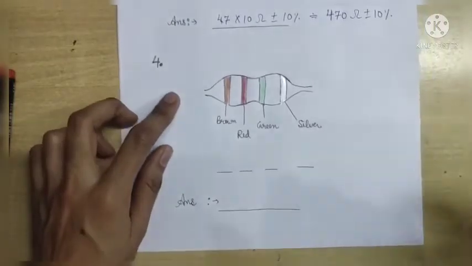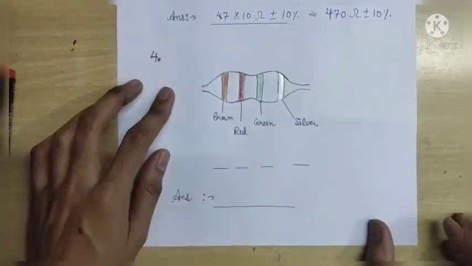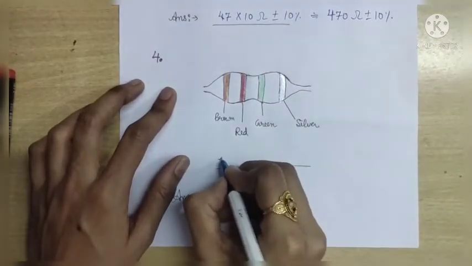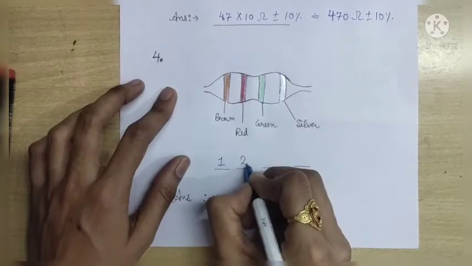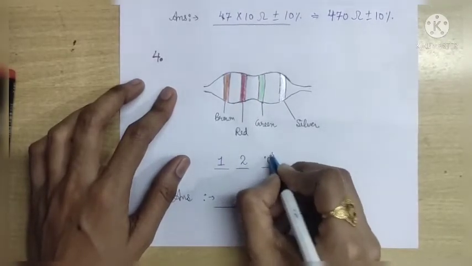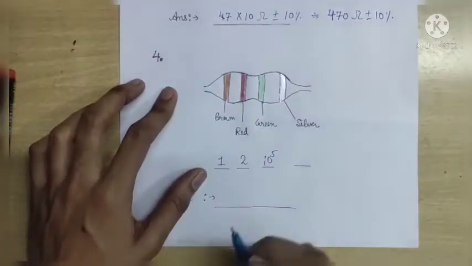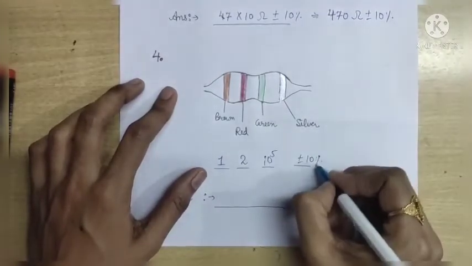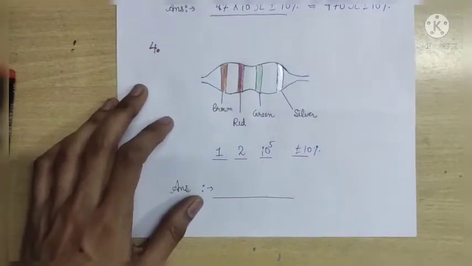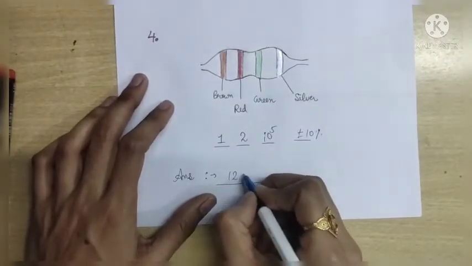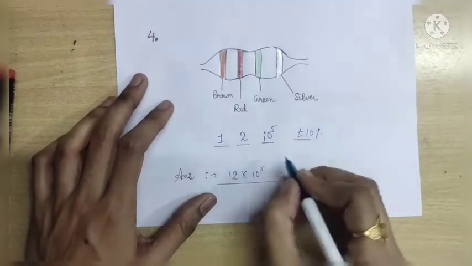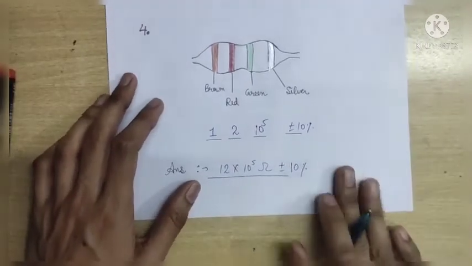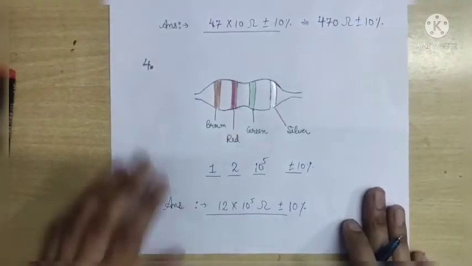Now our next example has 4 bands. For brown, the value is 1. For red, the value is 2, and for green, the value is 10 raised to power 5, and for silver, it is plus minus 10%. So overall it becomes 12 into 10 raised to power 5 ohms plus minus 10%. Hope you understand all these examples.